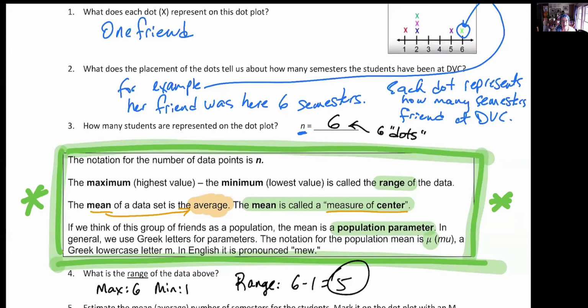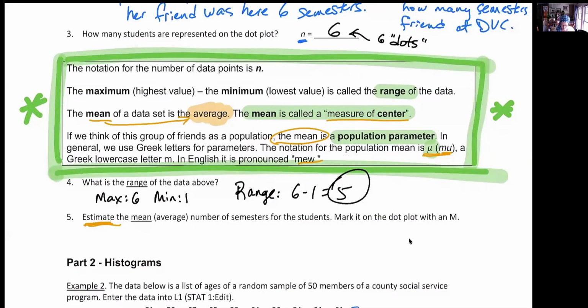You are going to need to know the statistical letters that we use to represent things. In statistics, it's all Greek letters, okay? And we'll use uppercase and lowercase Greek letters, but mainly lowercase. The mean is the population parameter, and we use the Greek m, which is pronounced mu.